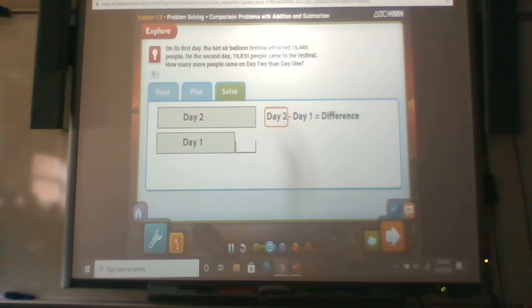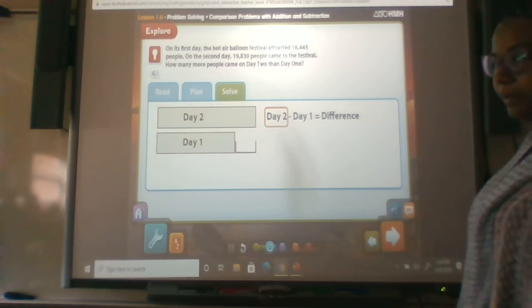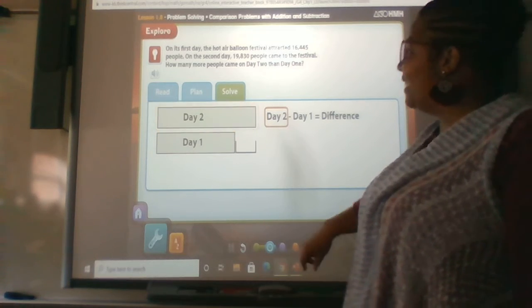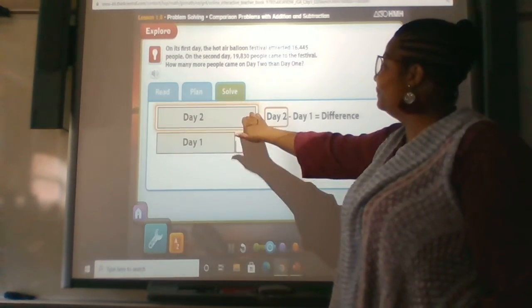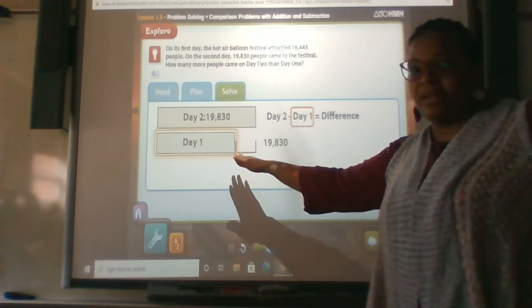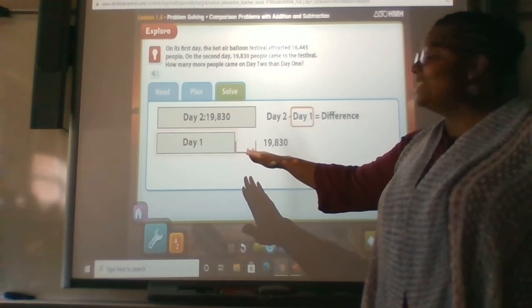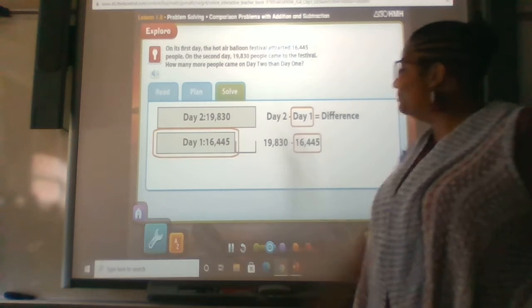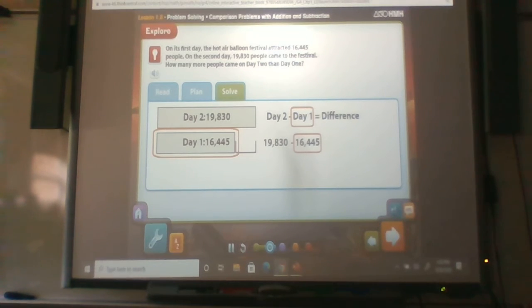How many people attended on day 2? Boys and girls, how many people attended on day 2? 19,830 people. 19,830 people attended on day 2. How many people attended on day 1? And boys and girls, how many on day 1? 16,445. Great job. 16,445 people attended on day 1.